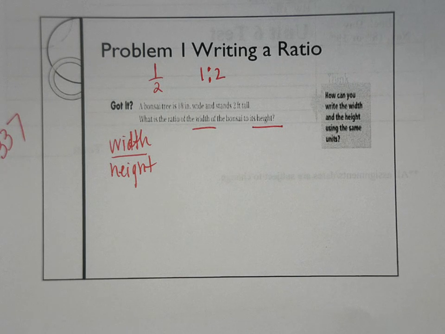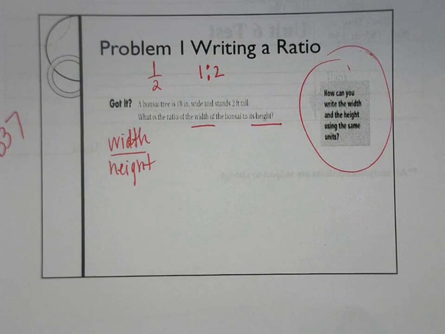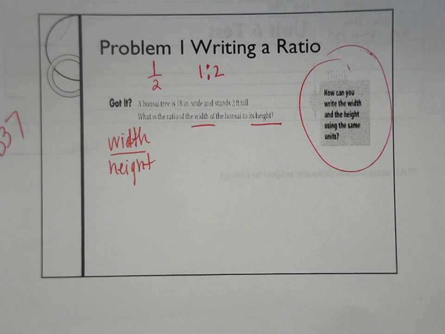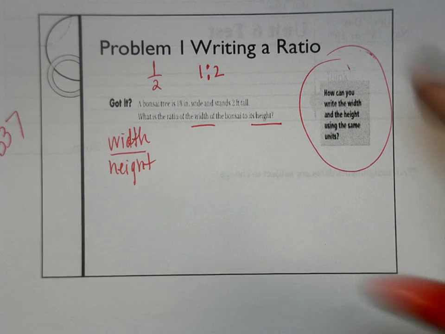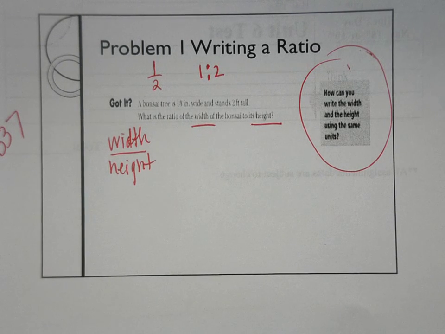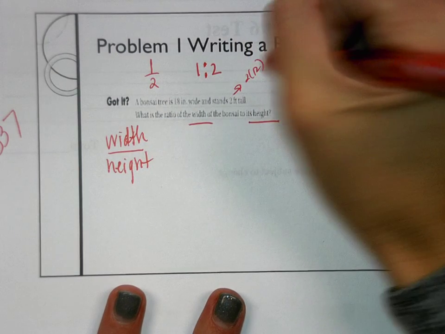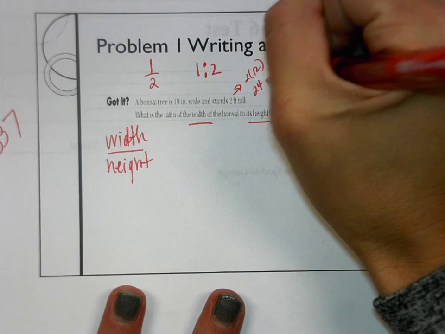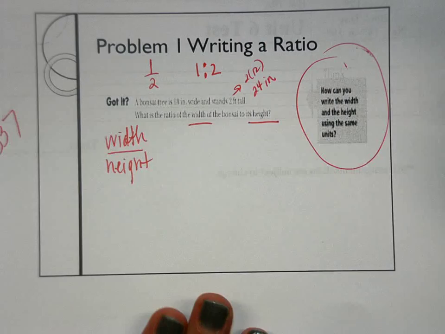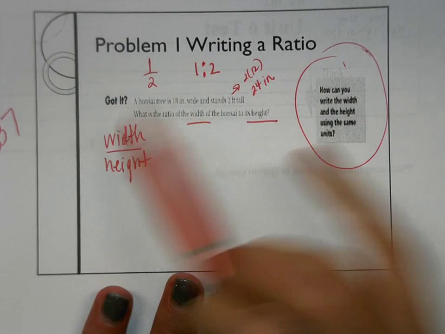There's an issue here though, and if you read this question to the side, it says, how can you write the width and height using the same units? So whenever you're doing ratios, they need to be in the same terms. And if you read here, one of them says 18 inches and one of them says 2 feet. So what would we need to do? Convert them. Do we know how to convert them? So, how many inches are in a foot? 12. So if we have 2 feet, that is going to change to 2 times 12, which is 24 inches.